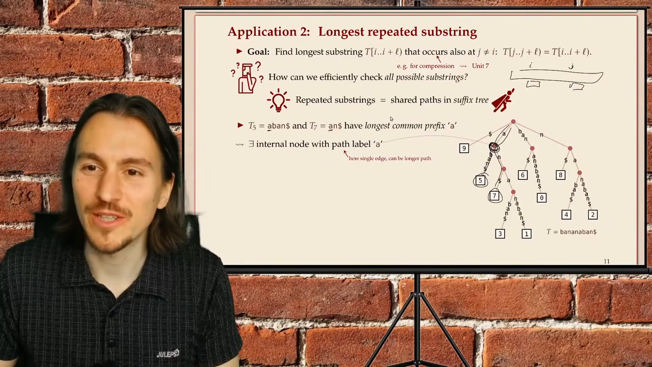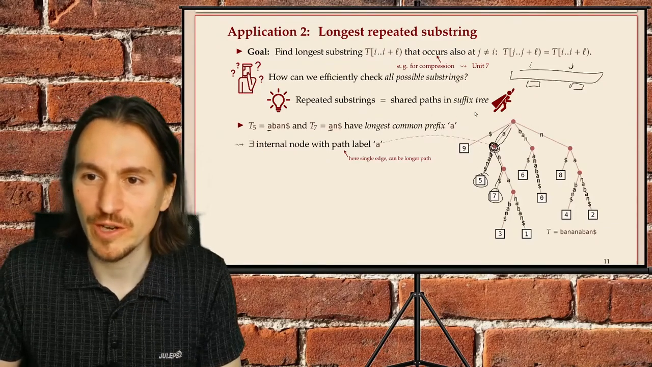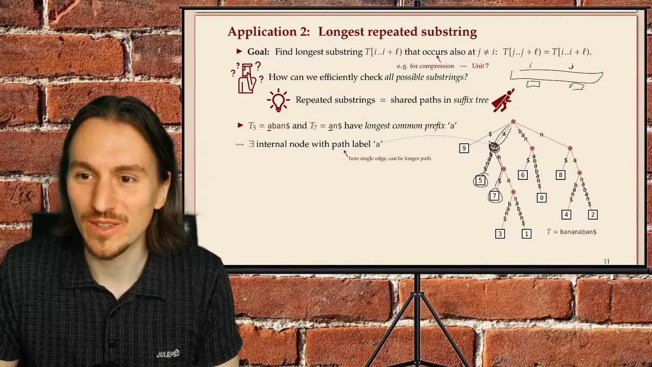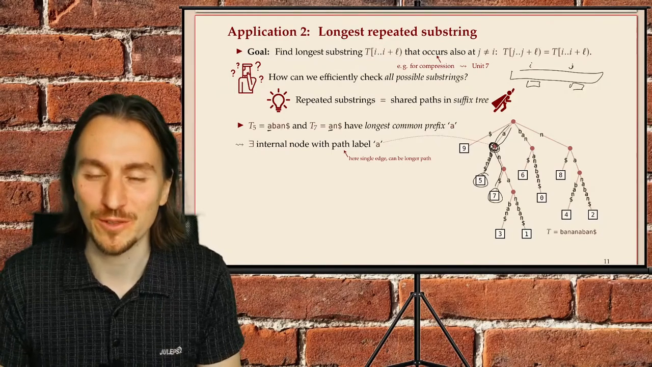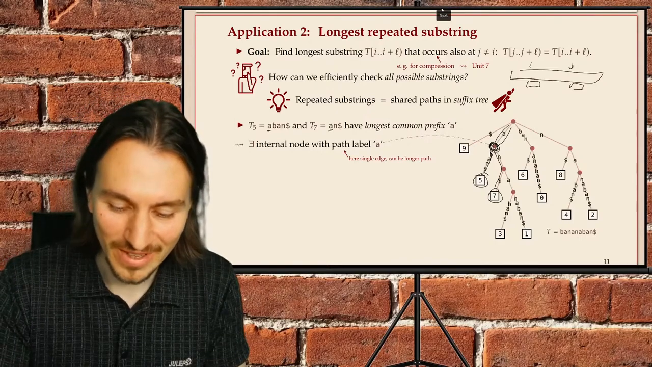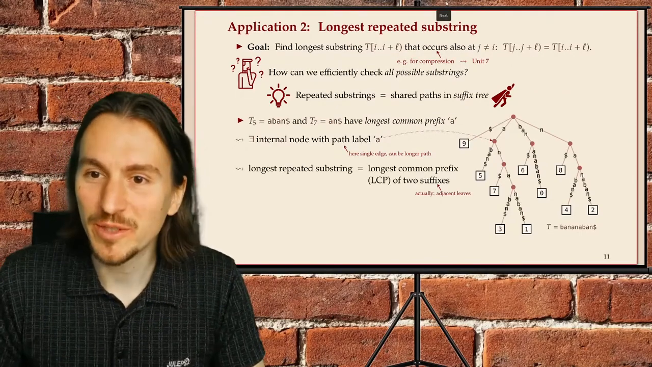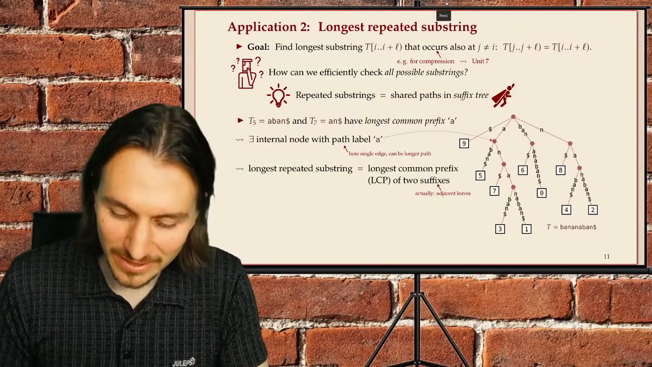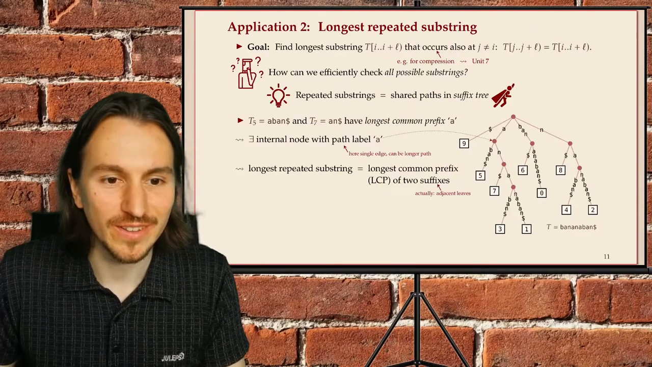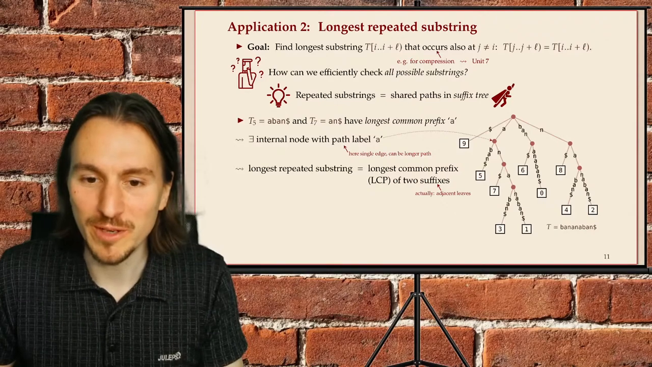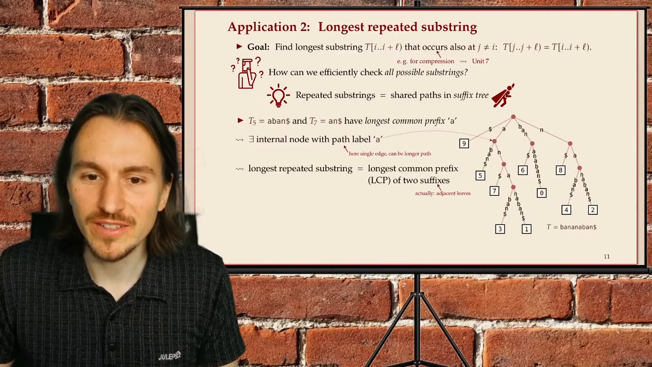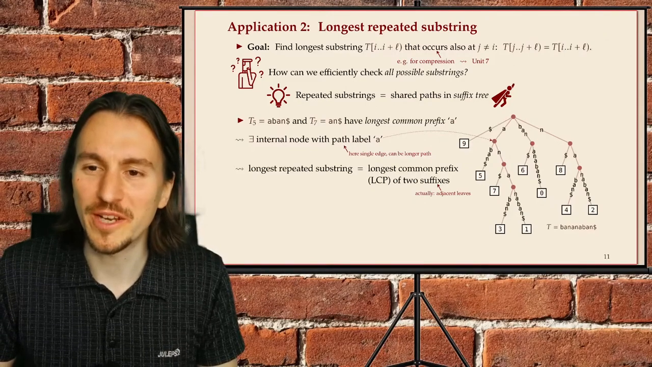If you have repeated substrings in a text, that will mean there are shared paths in the suffix tree, and if there are longest such shared substrings, there will be an internal node in the suffix tree corresponding to this longest shared repeated substring. Okay? And that means we can exploit this fact. If you look at the tree a little closer, then indeed the connection can be made more explicit. The longest common prefix between two suffixes is exactly this lowest common ancestor.